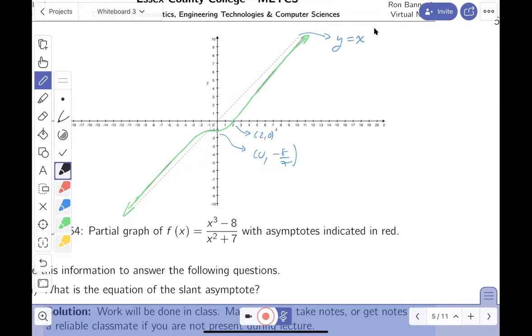And what's the range of this thing over here? Well, that's not an issue for me. I'm looking at a picture now. What's the range?